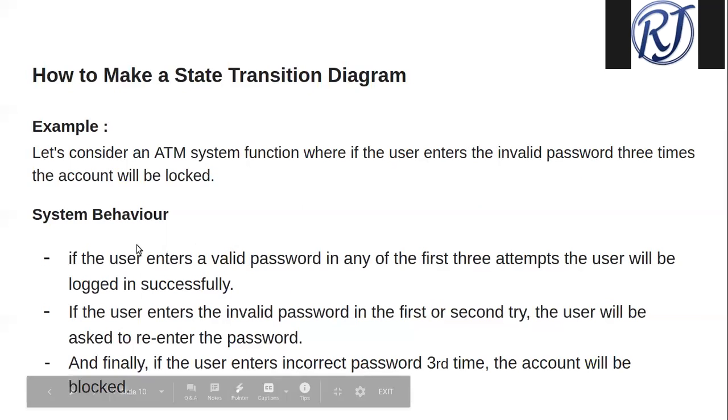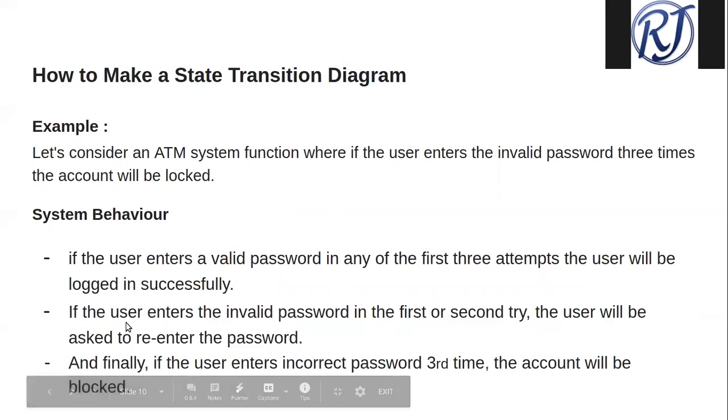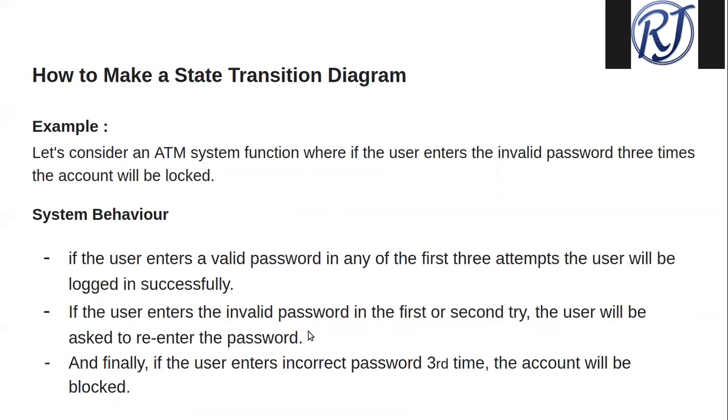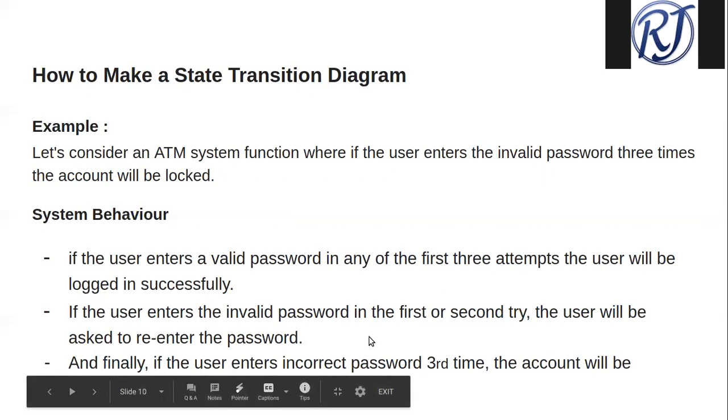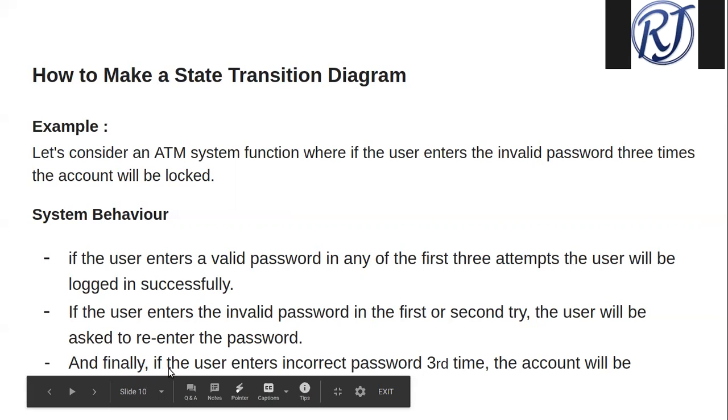So here is the system behavior. If the user enters a valid password in any of the first 3 attempts, the user will be logged in successfully. If the user enters an invalid password in the first or second try, the user will be asked to re-enter the password. That means the user is allowed to enter the password again only after the first attempt and second attempt. And after the third attempt, he is not further allowed and he is locked completely. And finally, if the user enters an incorrect password the third time, the account will be locked.